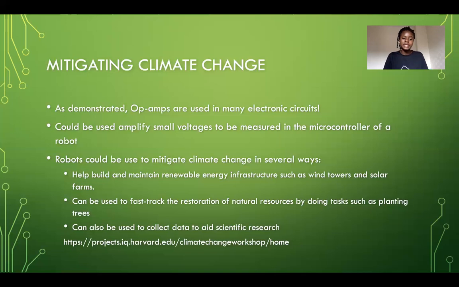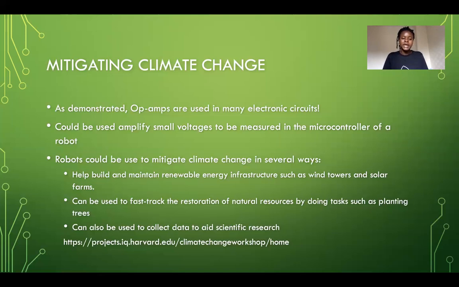And one of the first things that it said, you can use robots to build and maintain renewable energy infrastructure, such as wind towers and solar farms or hydroelectric generators. You can use robots to help you do that. It reduces the workload. It makes things a lot more accurate. It makes things a lot more efficient. So you can use it there.